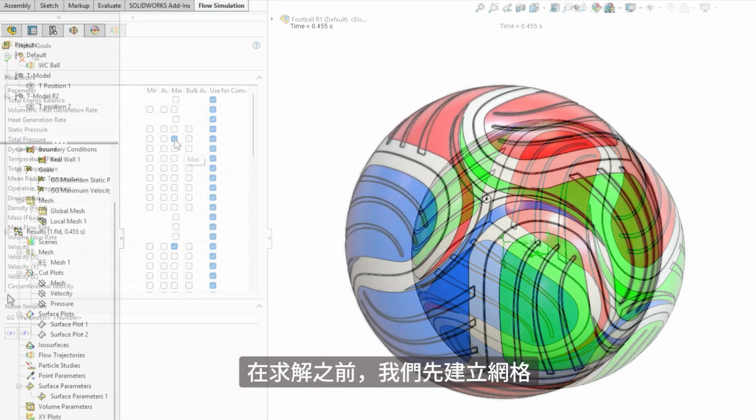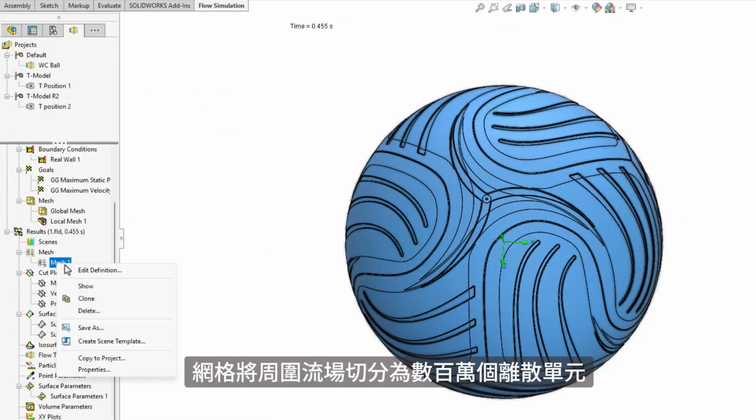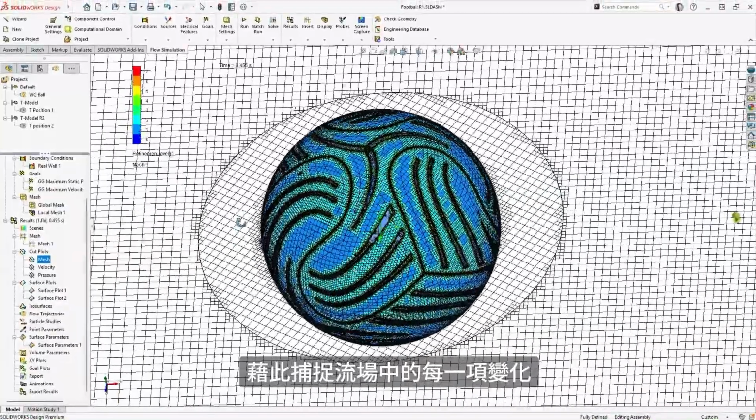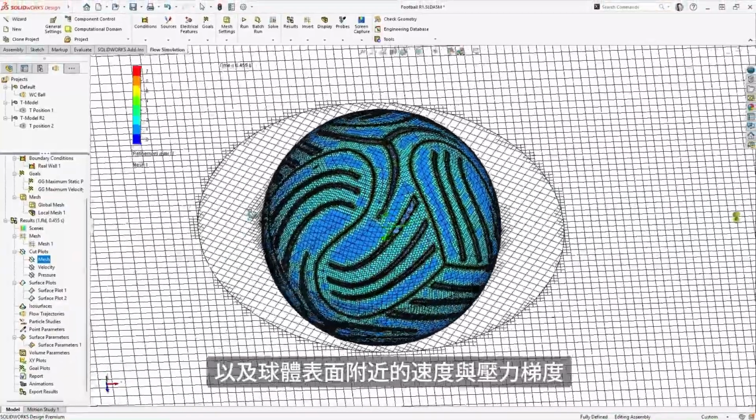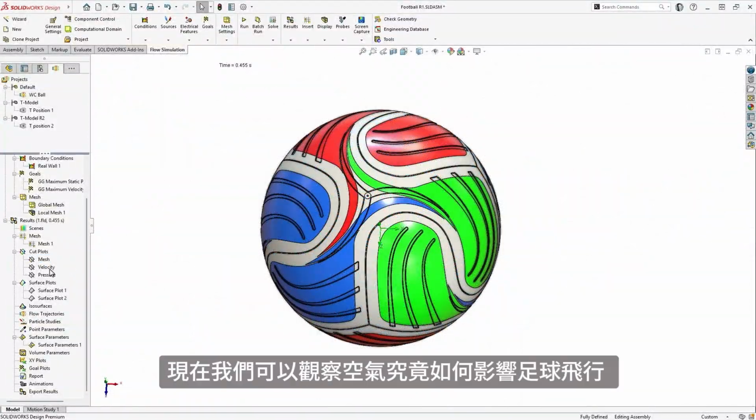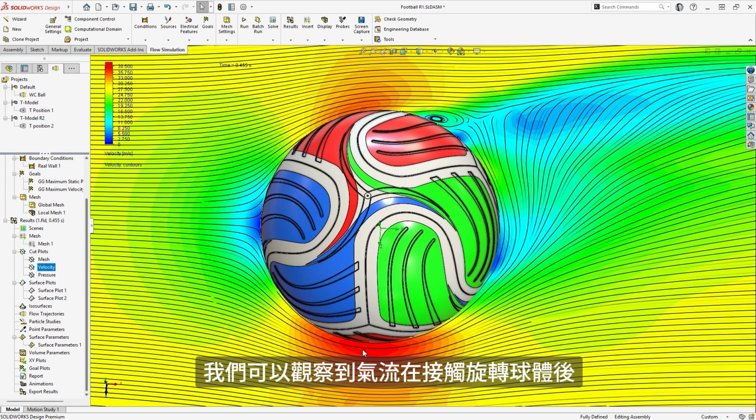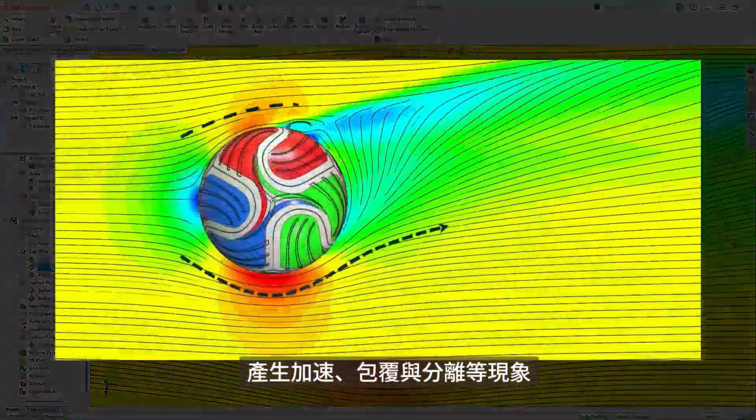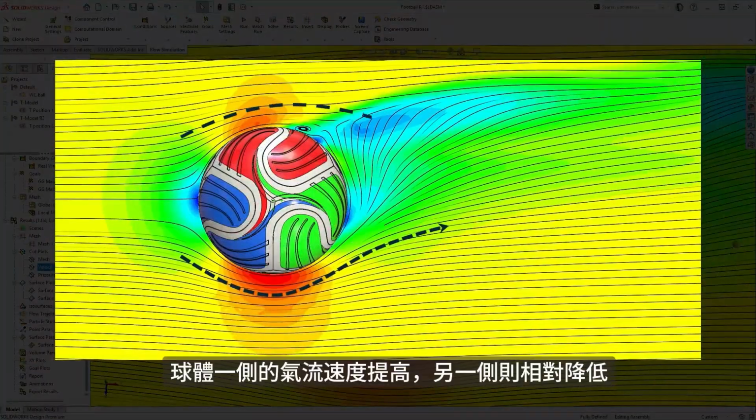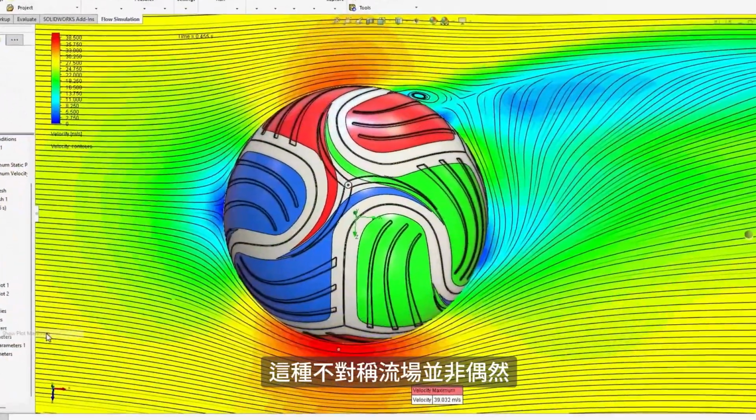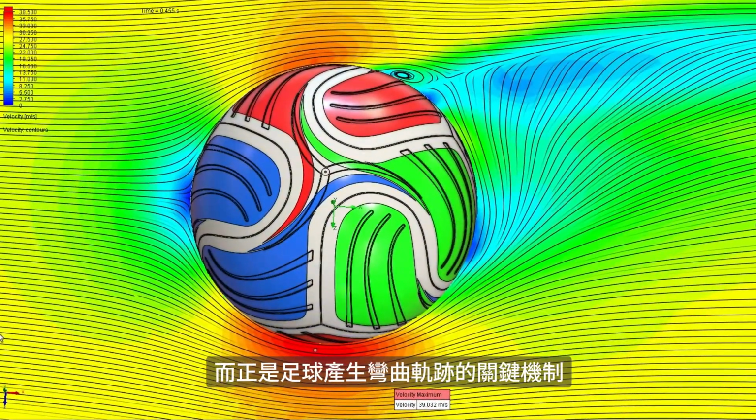But before I solve it, I mesh the domain. The mesh divides the surrounding air into millions of discrete cells, capturing every shift in flow, every gradient across the ball's surface. I run the simulation for 1 second of real flight. And now we can see what the air is actually doing. Velocity first. We can watch the flow accelerate, wrap, and separate as it meets the spinning surface. One side moves faster, the other side slows down. That asymmetry isn't a curiosity. It's the mechanism behind the bend.